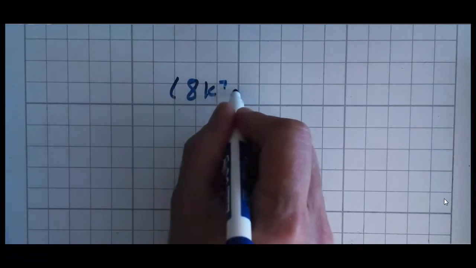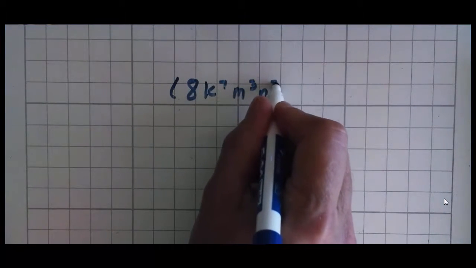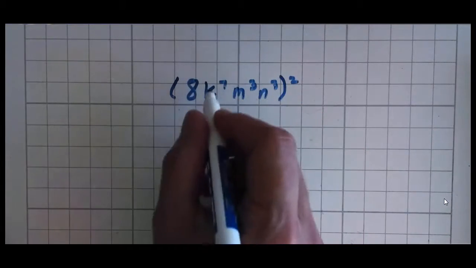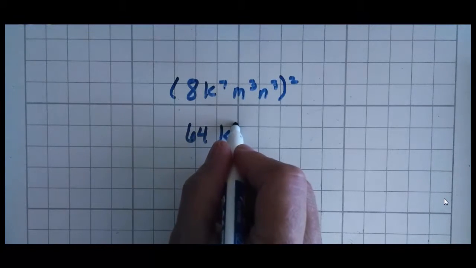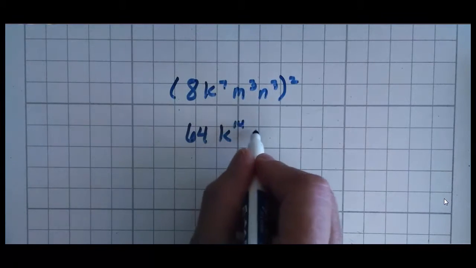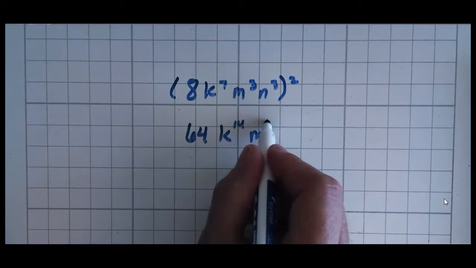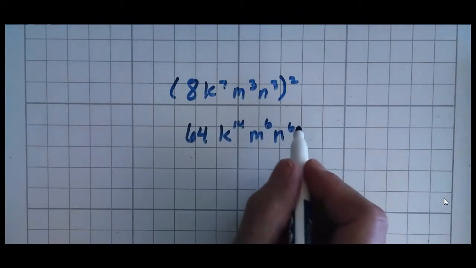8k to the 7th, m to the 3rd, n to the 3rd, and all of that is squared. So my 8 is squared, my k to the 7th is squared, 7 times 2 is 14. My m to the 3rd is squared, 3 times 2 is 6. And the same thing for my n, and I'm done.